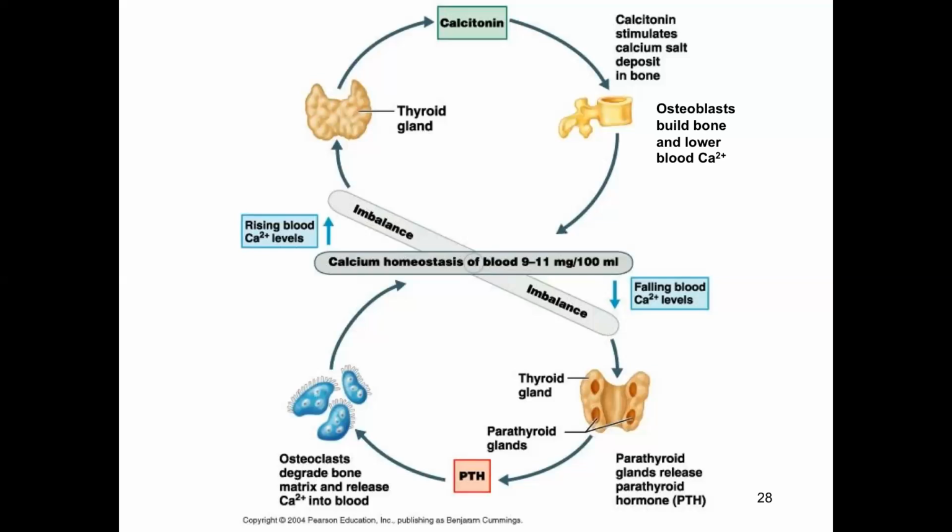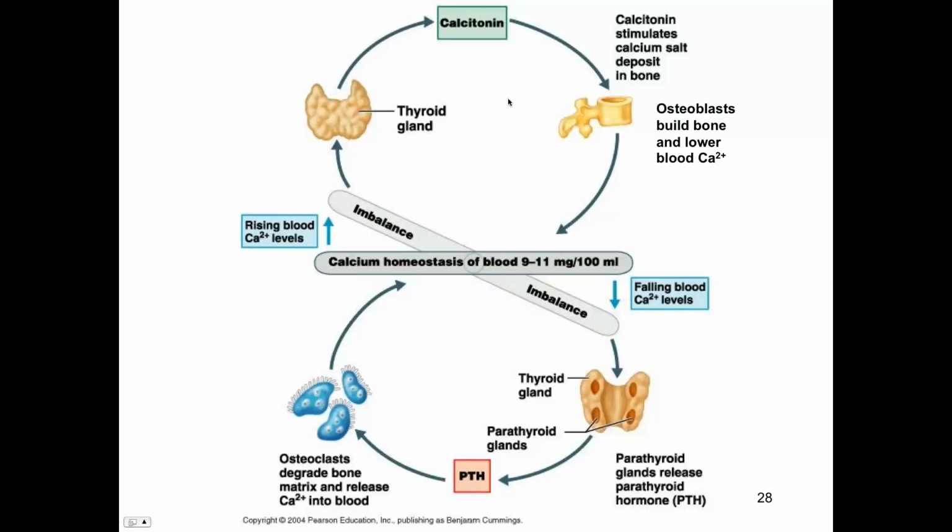Now, if blood calcium levels rise, what we want to do is store that extra calcium in the bone, all right? Now, remember, what are the cells that build bone? Those are the osteoblasts. Remember, it starts with a B, and they are builders, okay? They're not sensors, but they're given a cue from the body that blood calcium has risen. And that cue comes from the thyroid gland. So it releases a hormone, and that hormone is called calcitonin.